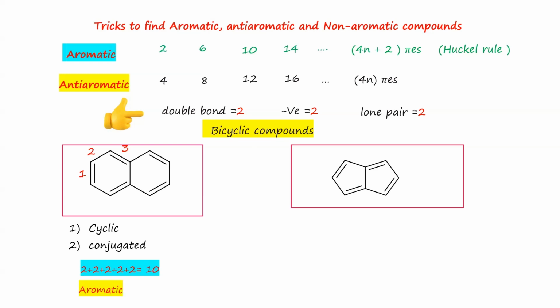Now check the next example. No doubt it is a cyclic compound. Double bond, single bond, again double bond means conjugated system. In all there are 4 double bonds. So 2 plus 2 plus 2 plus 2 is equal to 8. So it is an example of anti-aromatic.